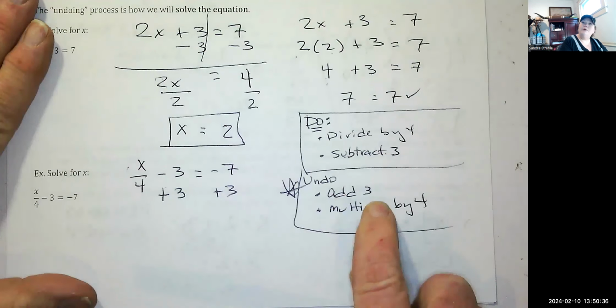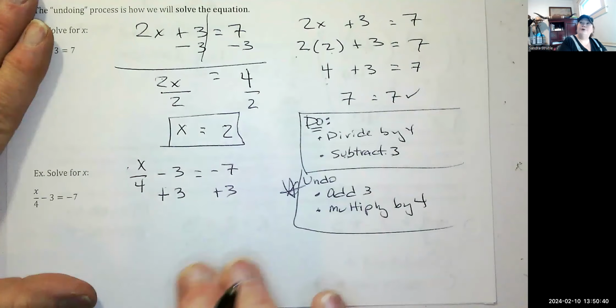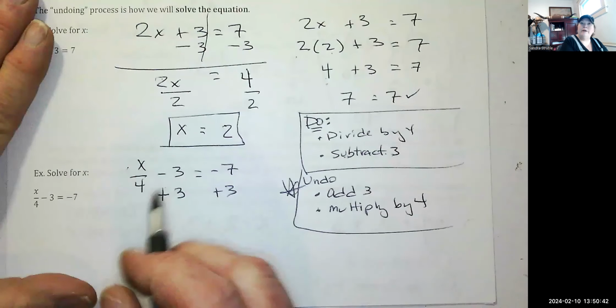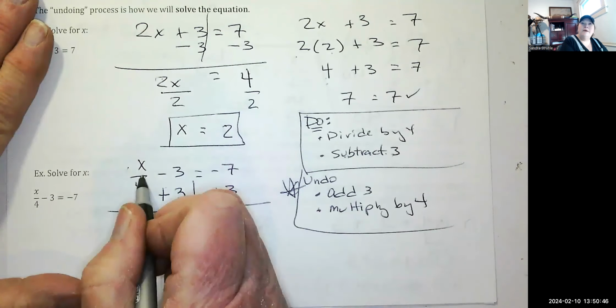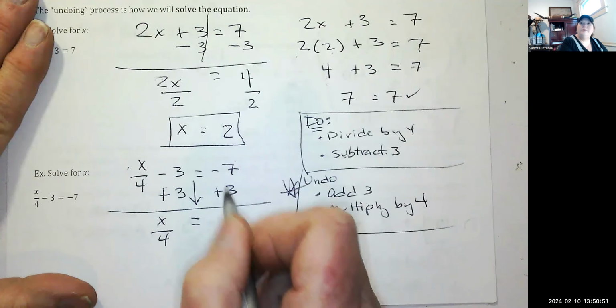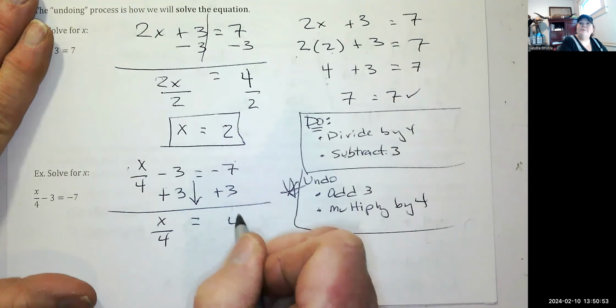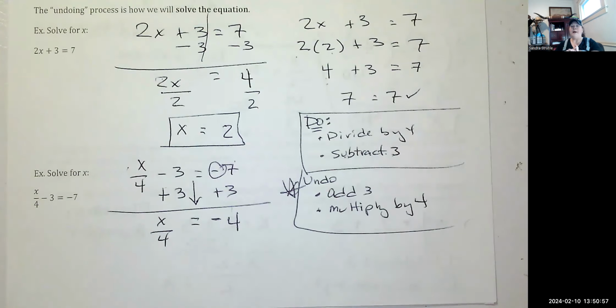Add 3, which when you're doing this process, the do's and the undo's, you're doing it to both sides to keep the equality. So now the equal sign comes down. X divided by 4. -7 and 3, they're both different signs, so I'm going to subtract them and take the sign of the larger number. Last step, multiply by 4.